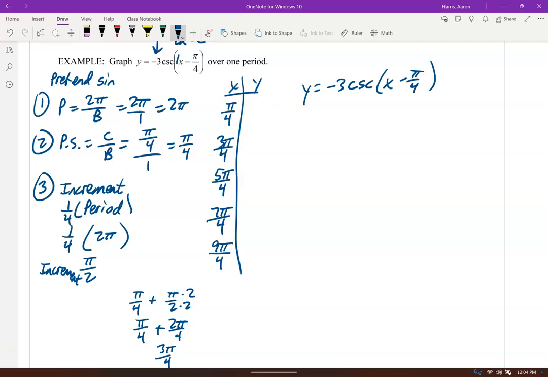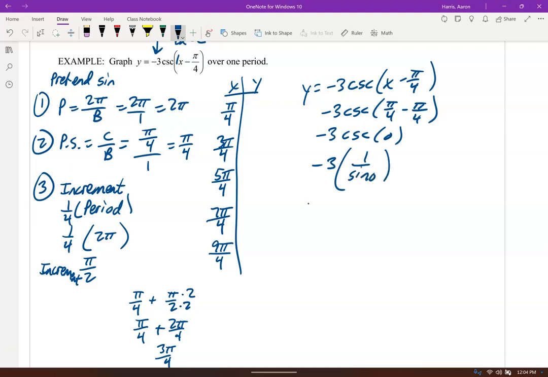Let's plug in the pi fourths. Pi fourths minus pi fourths is 0. So I got -3 cosecant of 0, which is 1 over the sine of 0. But I know the sine, the y value at 0, is 0. I can't do this. Why? We got that vertical asymptote. Anywhere where it's undefined, we're going to have that vertical asymptote. So we'll have a vertical asymptote there.